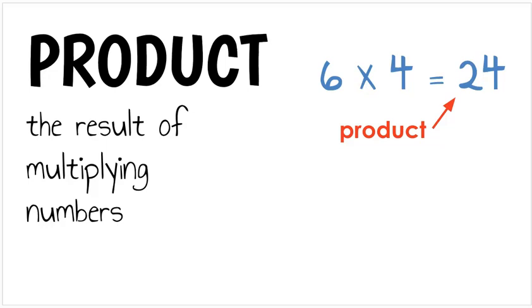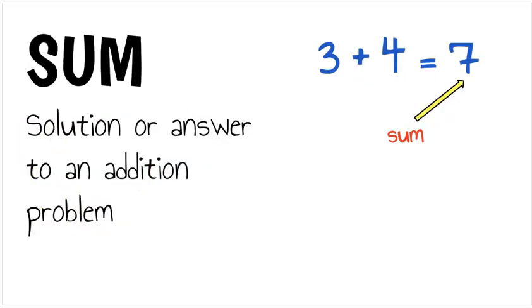Next is a product. That is a result of multiplying numbers. So 6 times 4 equals 24. That's the answer, which is also the product, the result of multiplying numbers.